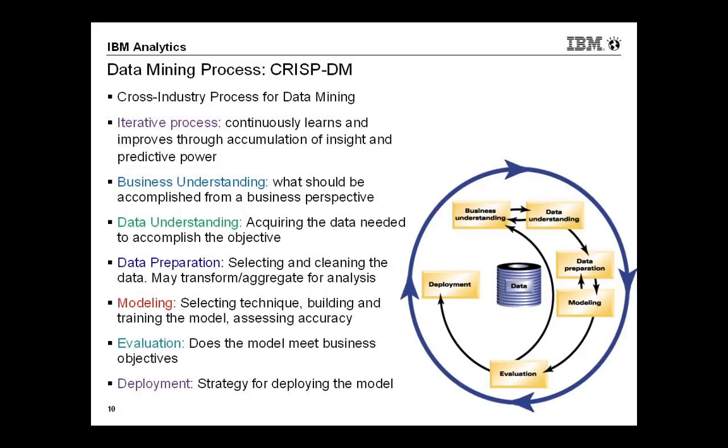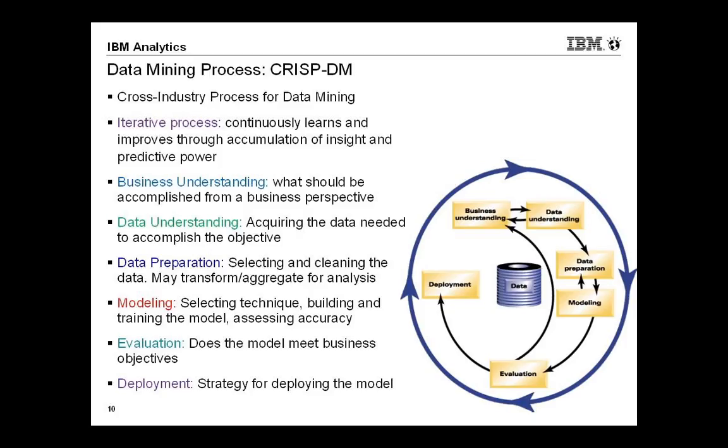The first one is business understanding, and the question is, what should be accomplished from a business perspective? The next one is data understanding, acquiring the data needed to accomplish the objective. The next one is data preparation. Once we understand the data, selecting and cleaning the data. Then we may transform it, aggregate it for analysis, and prepare it for modeling.